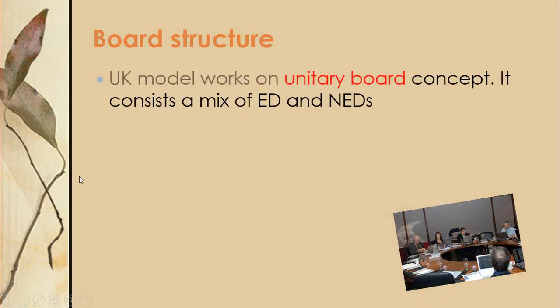So the UK model works on what they call a unitary board. One board. They have only one board. And that board has executive directors and non-executive directors. So they sit in one forum, one board. Who are the executive directors? They are the people who are working inside the company, who are responsible for the executive function. Who are the non-executive directors? They are outsiders, but who come and participate in the board meetings and committees, and they don't get involved in the executive activity.